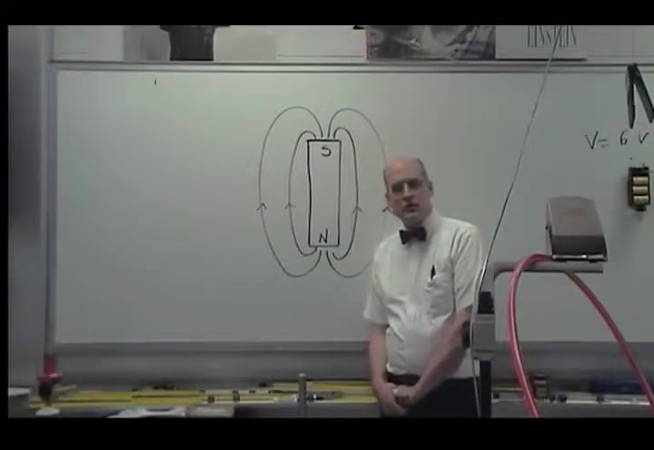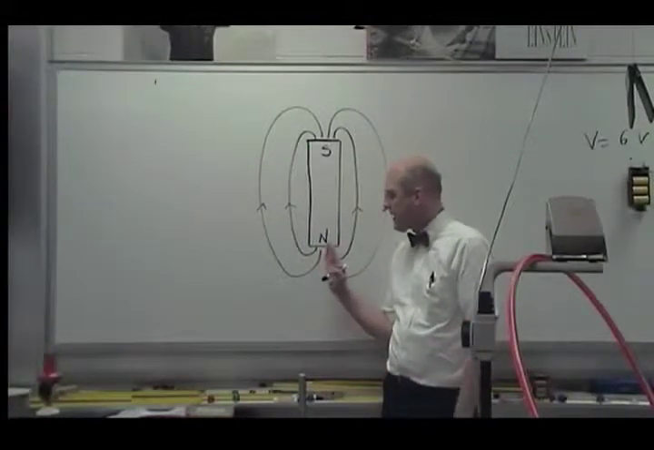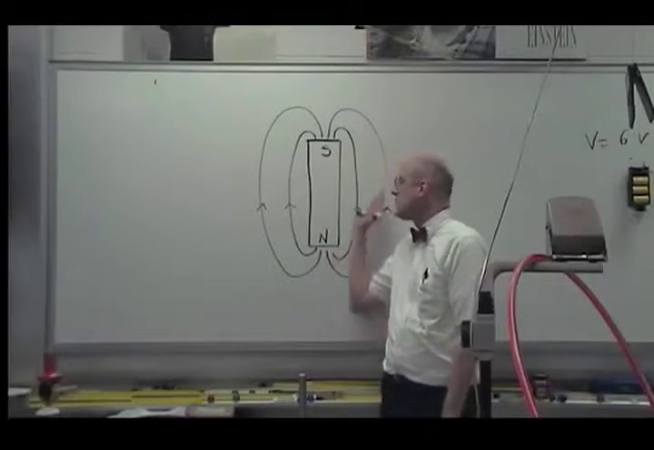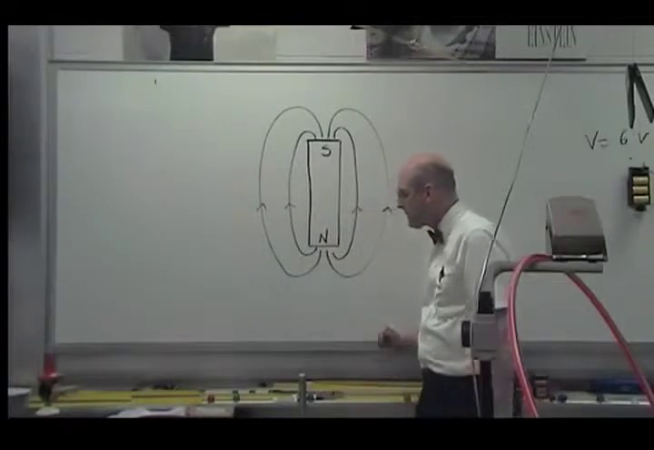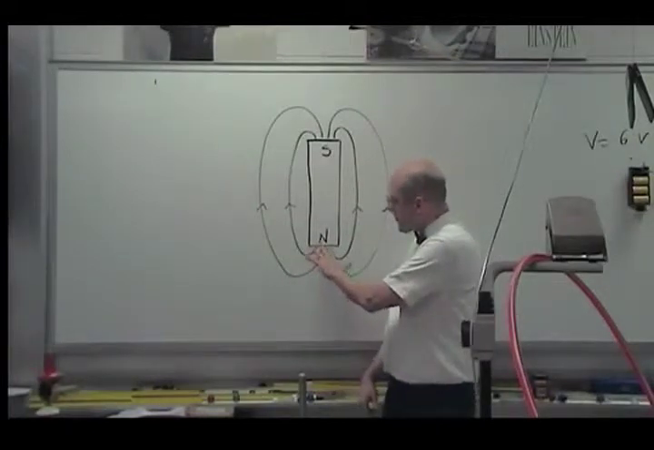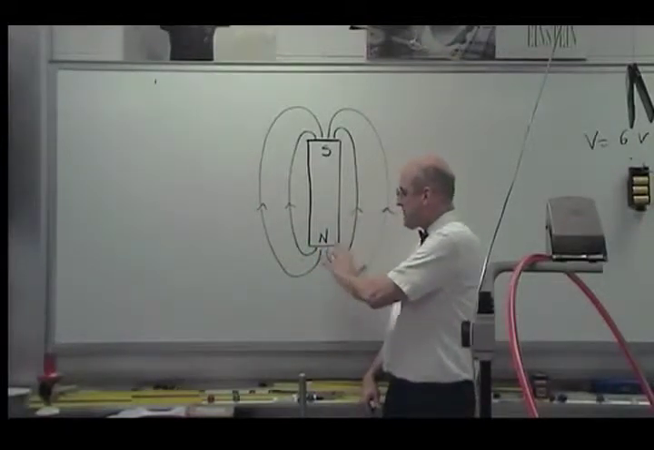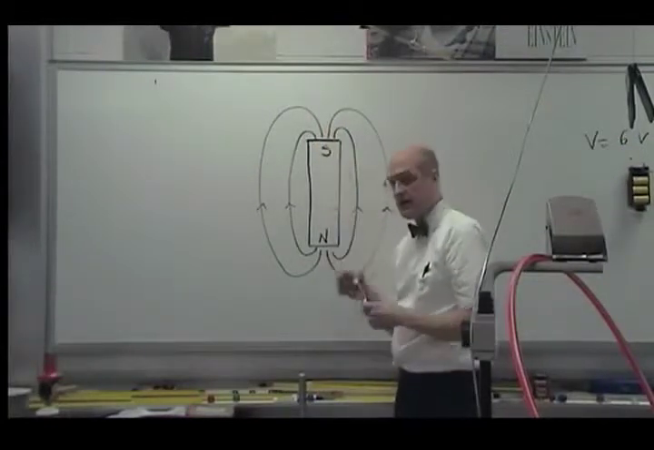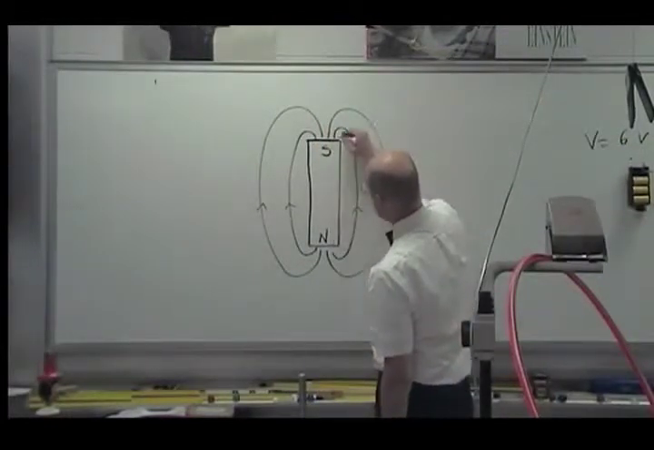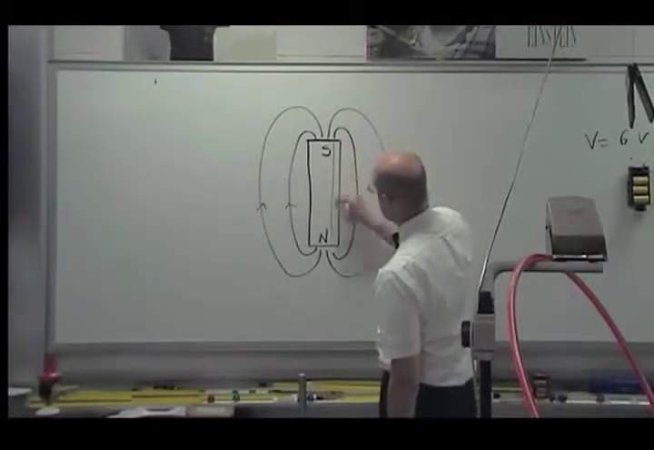Magnetic fields run from a magnetic north to a magnetic south pole. Okay, here's a bar magnet. Notice I drew here magnetic field lines coming out of the north and going into the south. And then inside the magnet, they run from south to north.